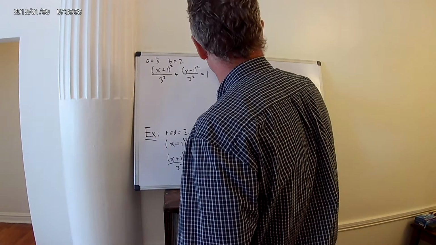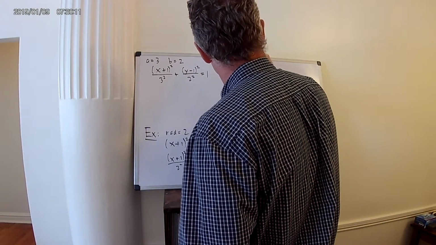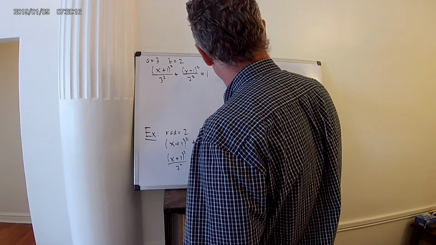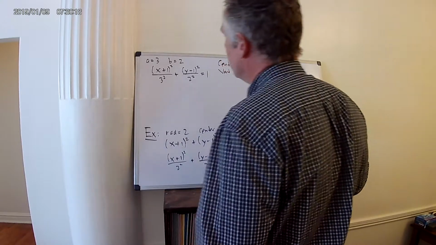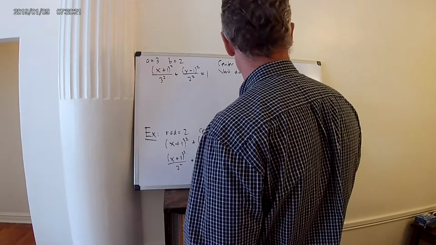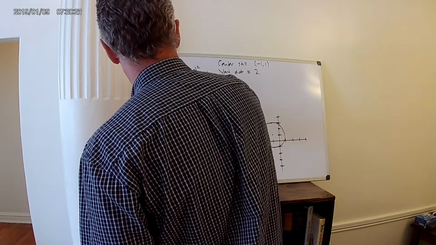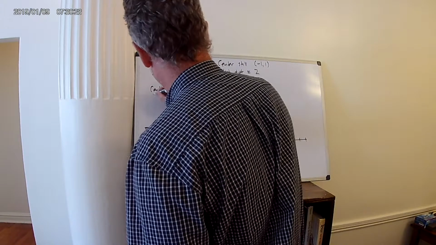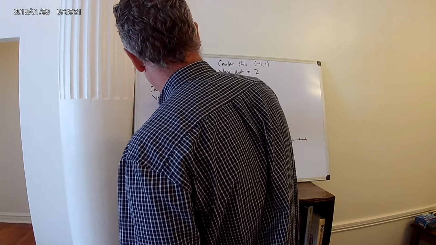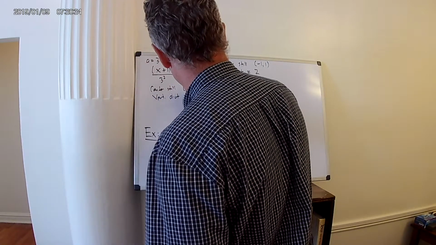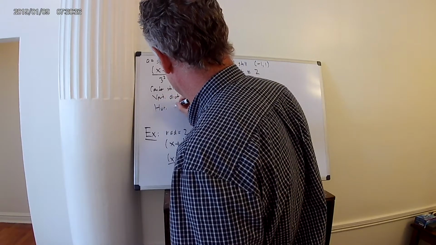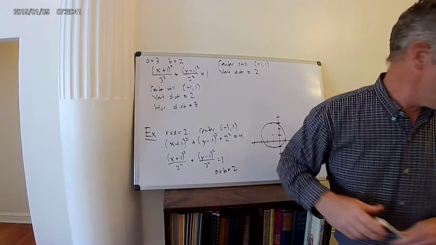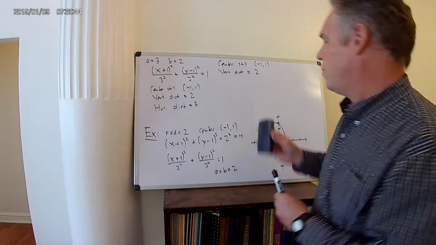The center is still (−1, 1). The vertical distance is still 2. But now the change is, I should have written this over here. So the center is still (−1, 1), the vertical distance is still equal to 2, but the horizontal distance is now 3. Okay, what does this shape look like? Let's create a rough graph of this shape.